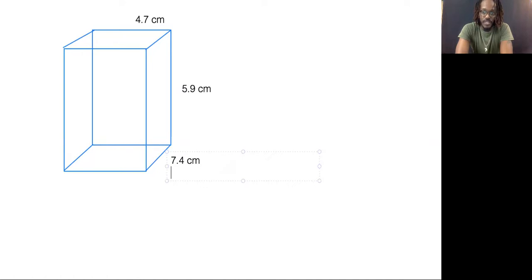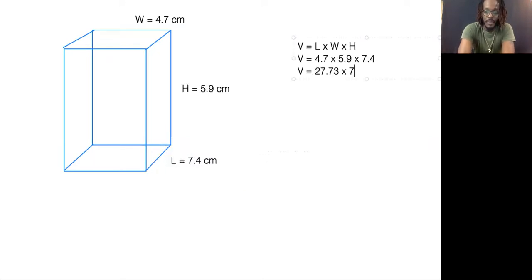Now for this next one, I'm just going to multiply 4.7 and 5.9. 4.7 times 5.9 gives me 27.73. And then I'm going to multiply that times 7.4. And on this next line, this would be what happens when I multiply those two together. And the answer is 205.202 centimeters cubed.